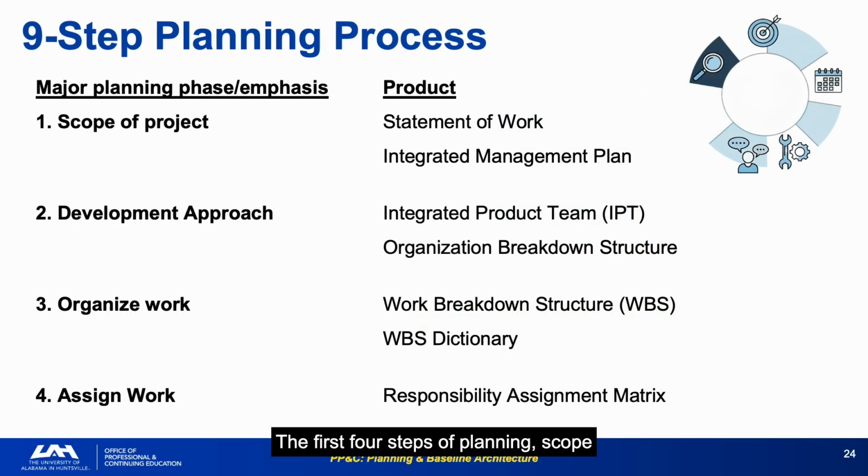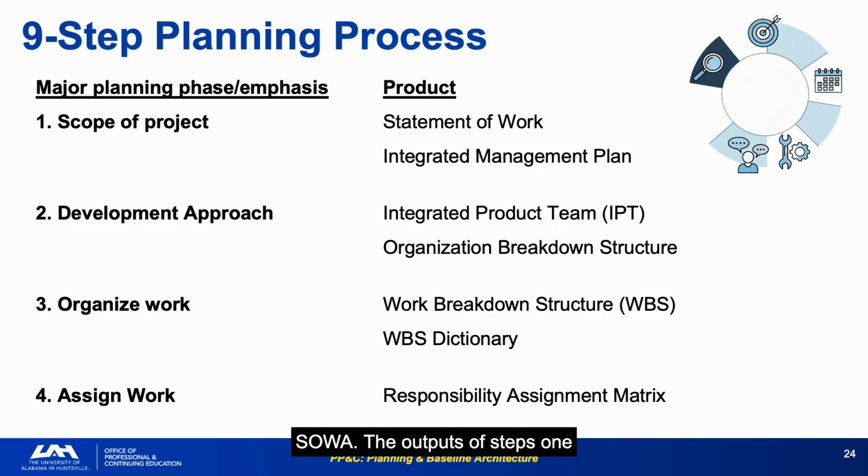The first four steps of planning, scope, development approach, work organization, and work assignment, build the structural skeleton of the project before any cost or schedule work begins. Steps 1 to 4 are sequential in logic, but iterative in practice. You define scope, then organize it in the WBS, then assign it in the RAM, and if the WBS reveals missing scope, you go back and fix the SOW.